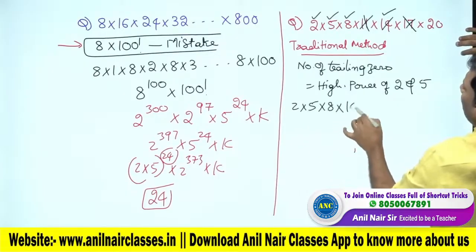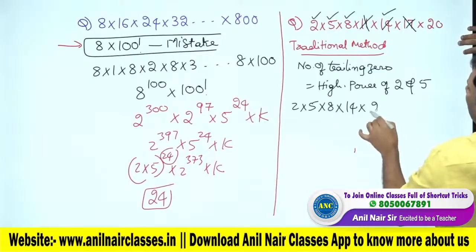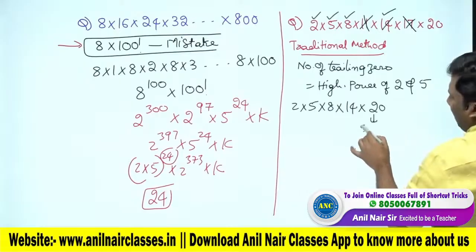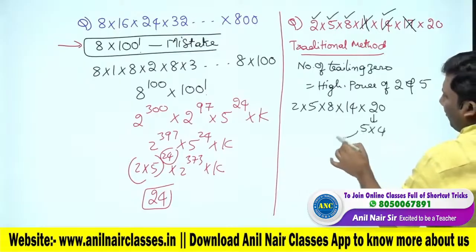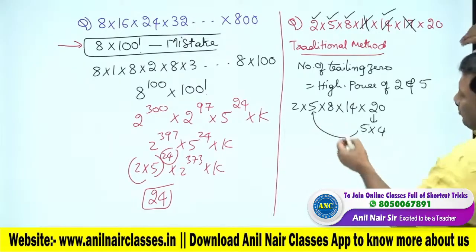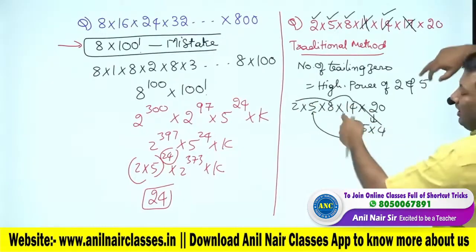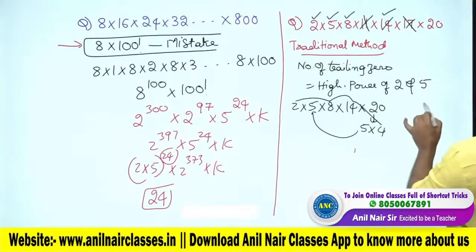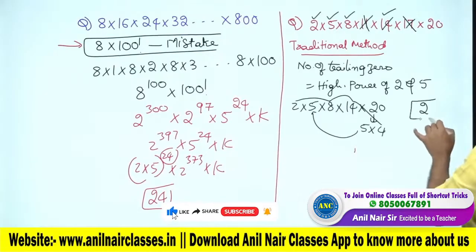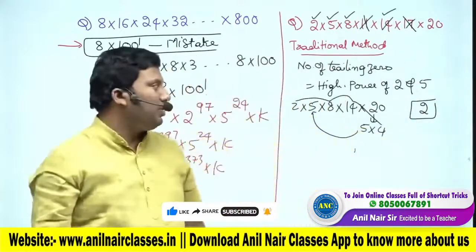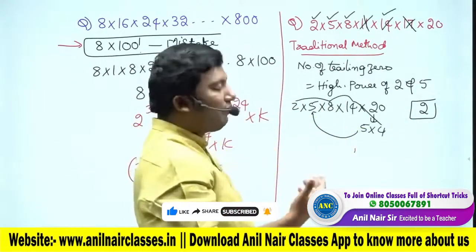2 into 5 into 8 into 14 into 20. Now if you see here, 20 is 5 into 4. 5 into 5, 5 square. 5 square will definitely come if you multiply this, because 8 itself is 4 into 2. So what is the number of trailing zeros for this number? The number of trailing zeros for this number will be 2, because we require the power of 2 and 5.